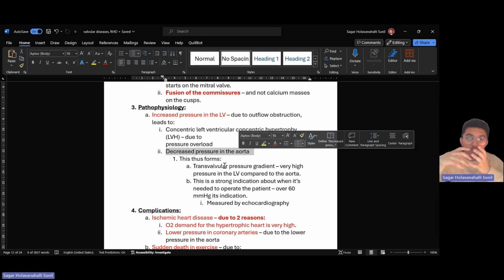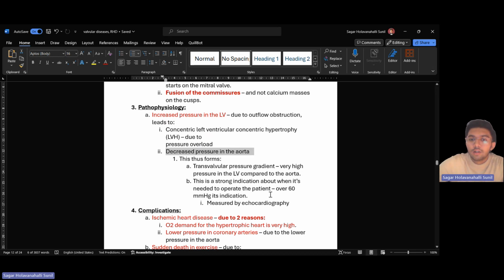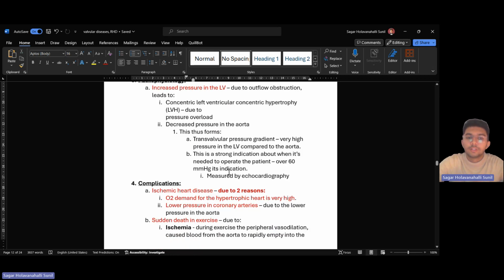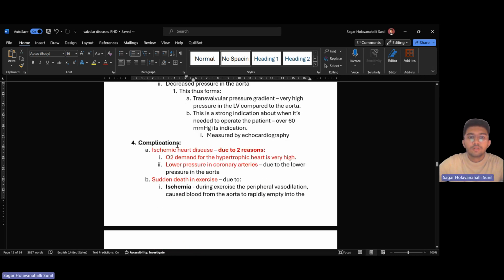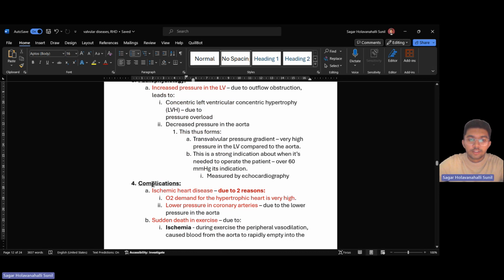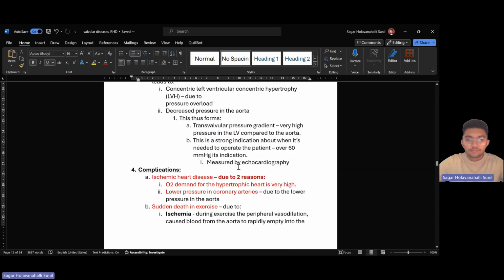But there's so much blood in the left ventricle because there's aortic stenosis and blood can't go out of the ventricle. Therefore, there's a huge difference between the pressures of the left ventricle and the aorta. This creates a transvalvular pressure gradient, which can be measured by echocardiography. When it's more than 60 mmHg, then it's very important to operate on the patient. Now, what are the complications of aortic stenosis?